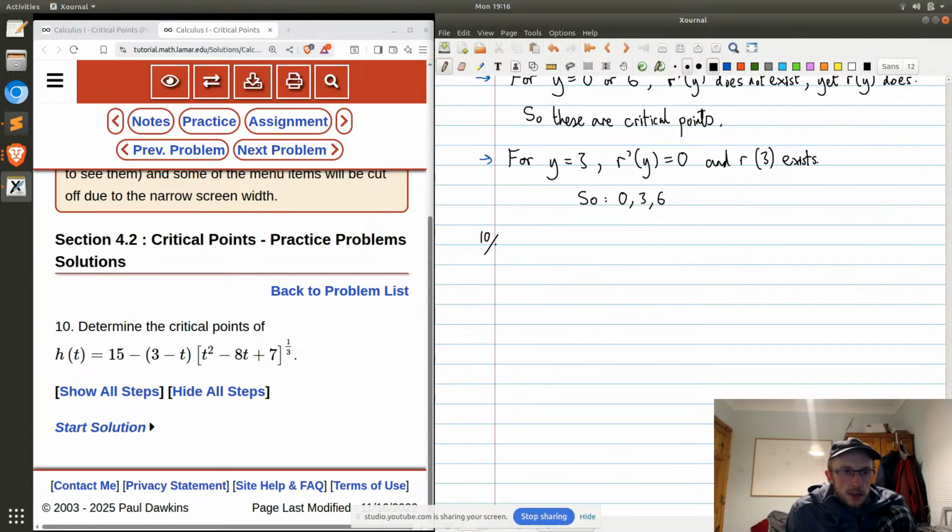Determine the critical points of h of t, where h of t is equal to 15 minus brackets 3 minus t, close brackets, all times that quadratic there to the 1/3. All right, so it all seems fine there. So fine, we're just going to go straight ahead and compute h prime of t.